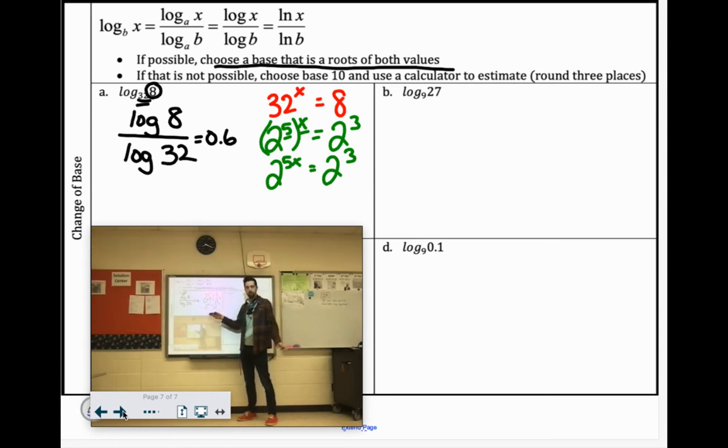They're both 2's, right? So we can ignore the 2's. So we're just solving the equation 5x equals 3, which we would divide by 5, and we get x equals 3/5. This is the better answer.